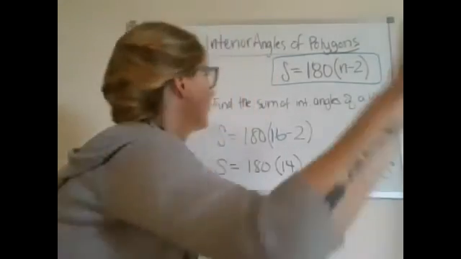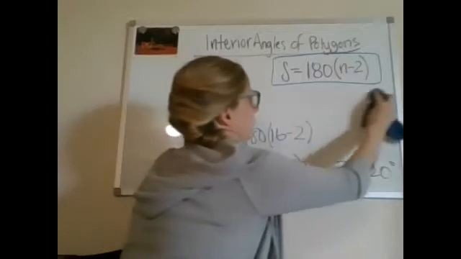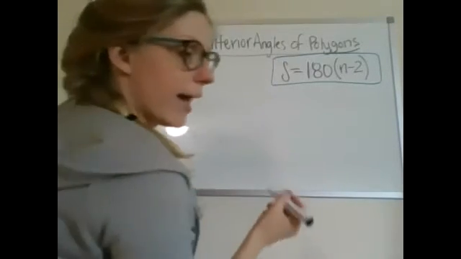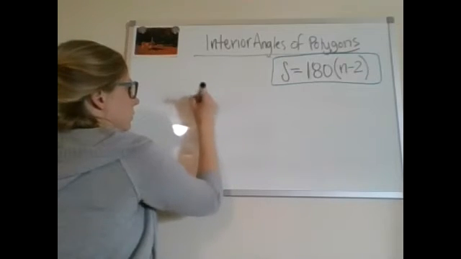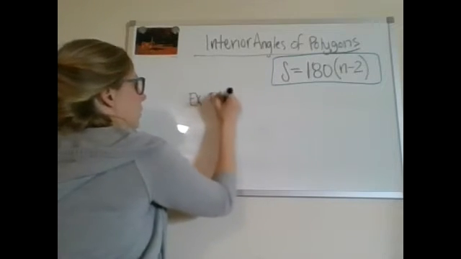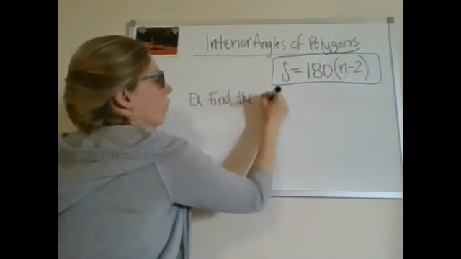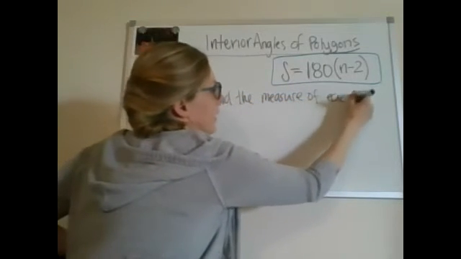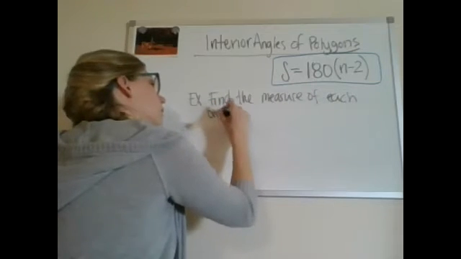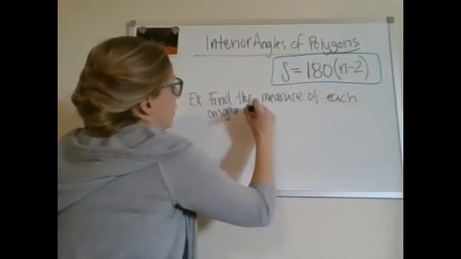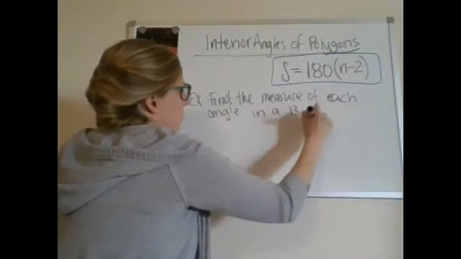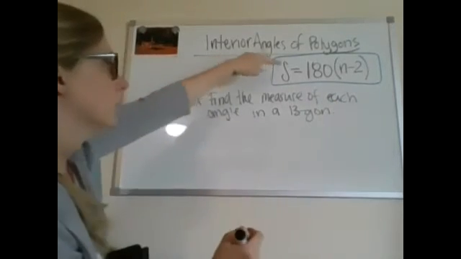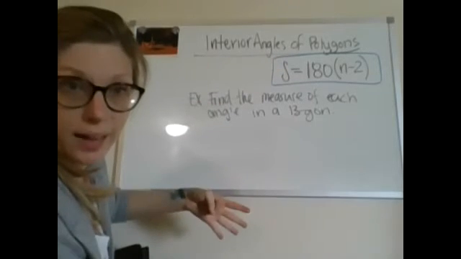All right, let's try another one. Let's say I ask you to find the measure of one angle, or it might say each angle, in a 13gon. Okay, this has 2 steps. The first thing we have to do, we have to find the sum of all of the angles, okay?